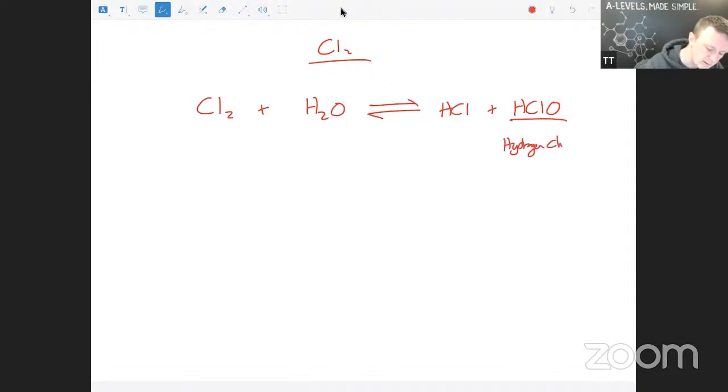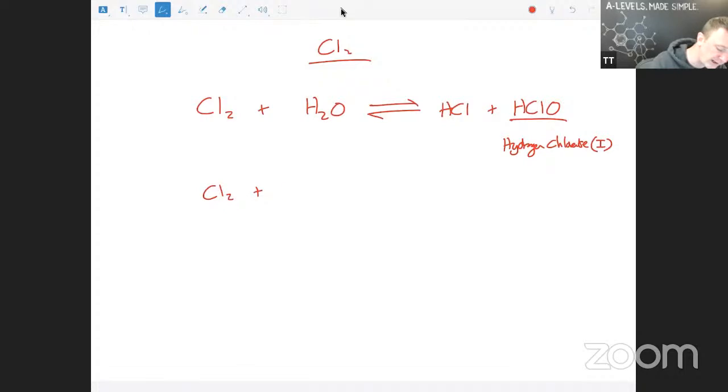So this is hydrogen chlorate one. Why is it hydrogen chlorate one? HClO is in bleach. It's the oxidation number, the oxidation state of chlorine in that. So that's hydrogen chlorate one. That's a really important reaction that you guys need to know.